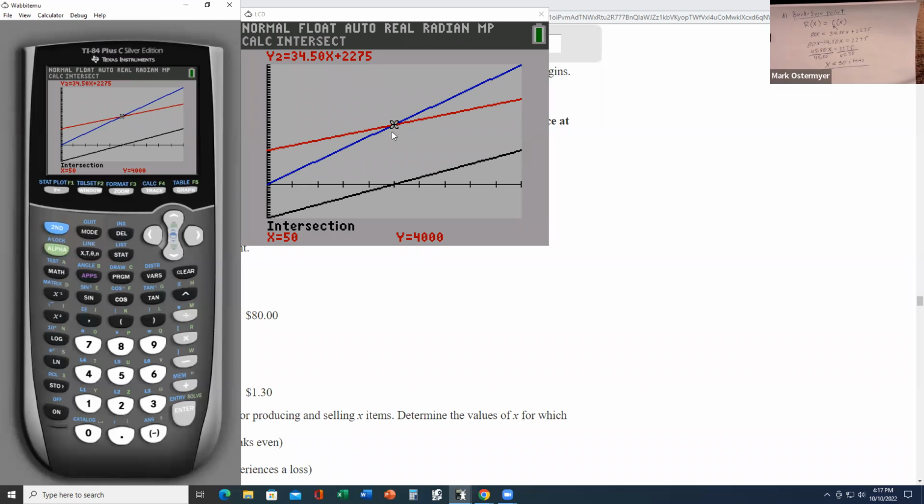If I manufacture and sell less than 50 items, it's my red cost function that's above my blue revenue function, which means I will be laying out more money than I'm bringing in. That's why the black profit function is below the x-axis for values of x less than 50, because that means our profit is negative. We're losing money. Is this making any sense here?